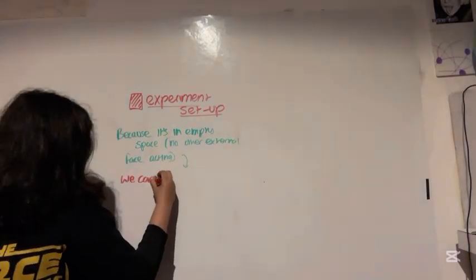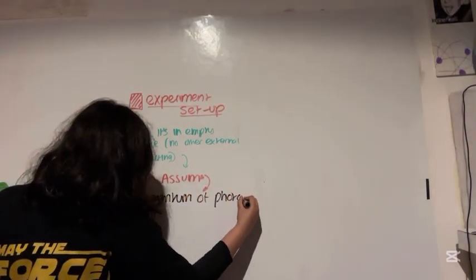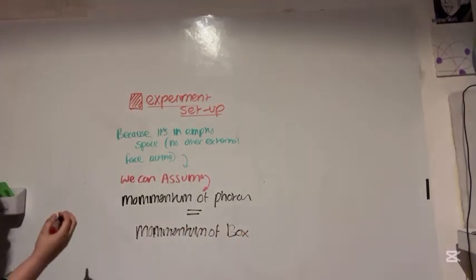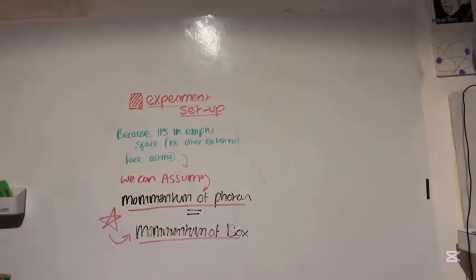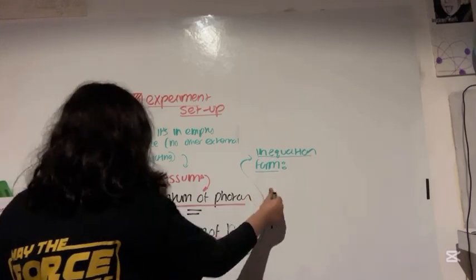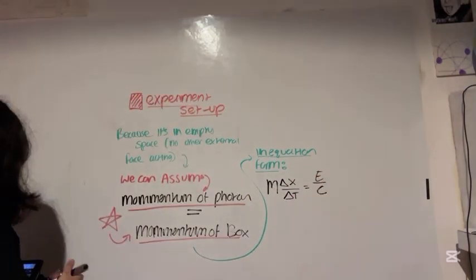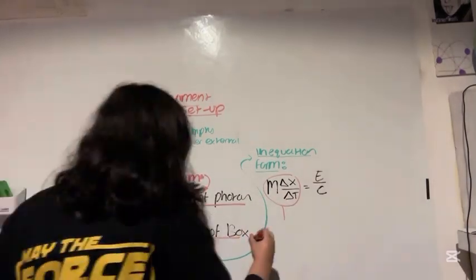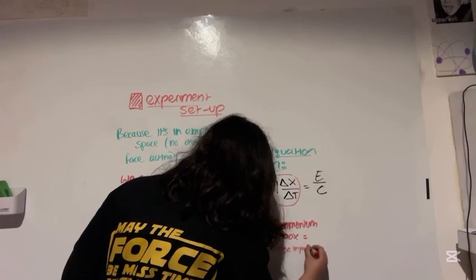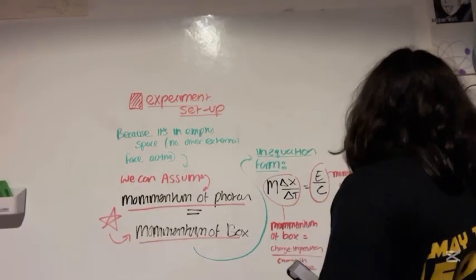Because of this, and the fact that there is no external force, we can assume that the momentum of the photon is equal to the momentum of the box. This is the key point the rest of our work will be focusing on. In equation form, this is represented by m delta x over delta t equals E over c. M delta x over delta t being the momentum of the box, which is the change in position over the change in time. And E over c being the momentum of a photon, which is energy divided by light speed.